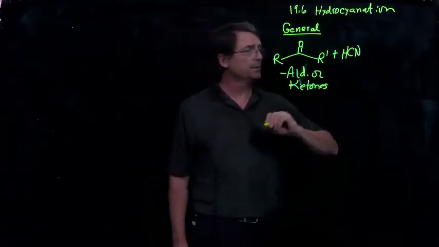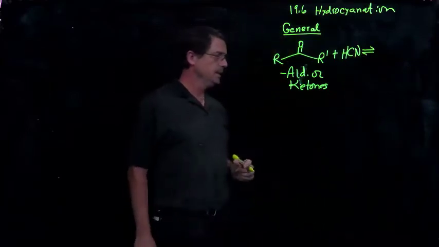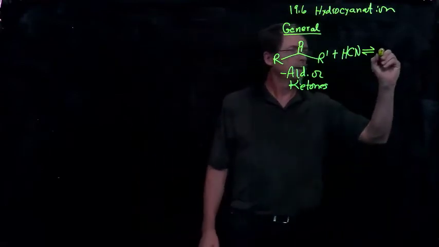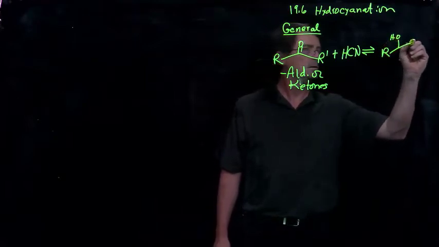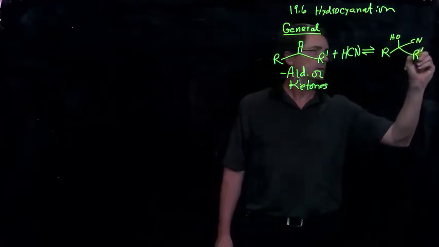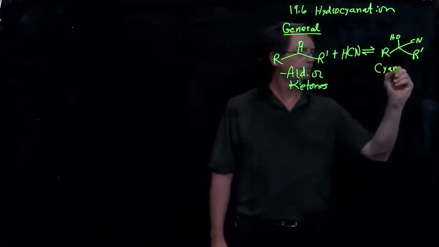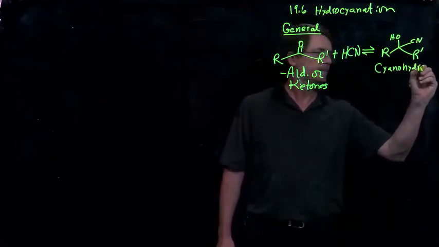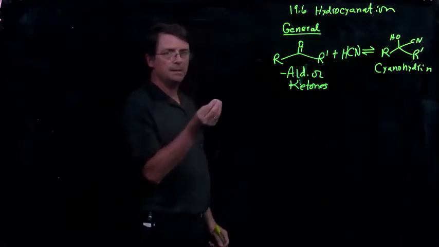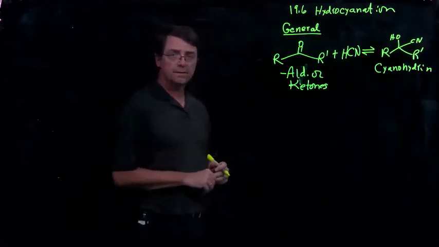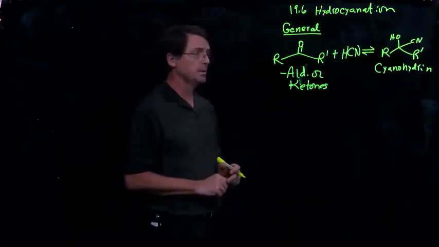It's actually a very useful reagent, but it turns out it reacts reversibly with these and makes the cyanohydrin. This is called the cyanohydrin. We've seen this before with halohydrins. Halohydrins had a halogen and an alcohol on adjacent or vicinal carbons. In this case, the alcohol and the cyanide are on the same carbon.